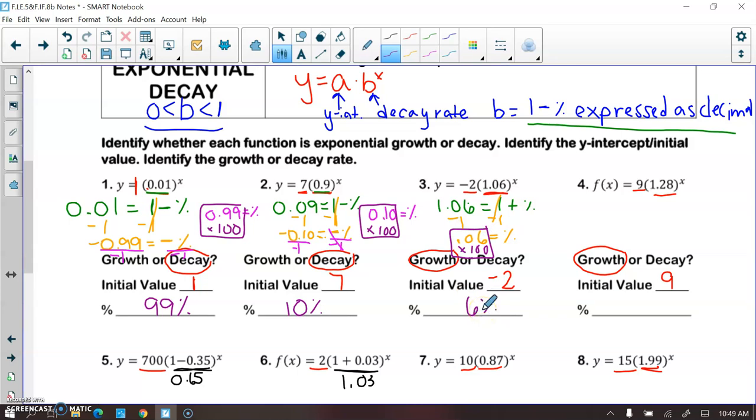My next one is also growth, so I do the same thing. I set my b value equal to 1 plus the percent expressed as a decimal. Solving for that percent expressed as a decimal, I subtract 1 from both sides. I get my percent expressed as a decimal as a 0.28. Since percentage is out of 100, I need to multiply by 100 to get that my percentage is 28%.